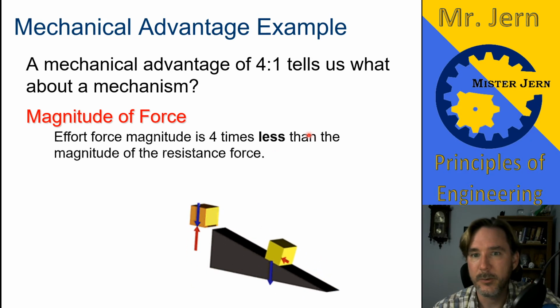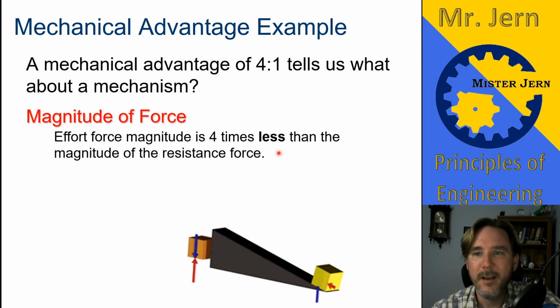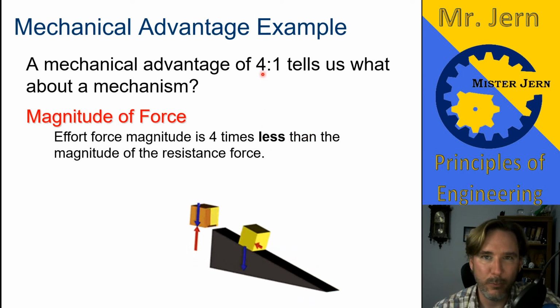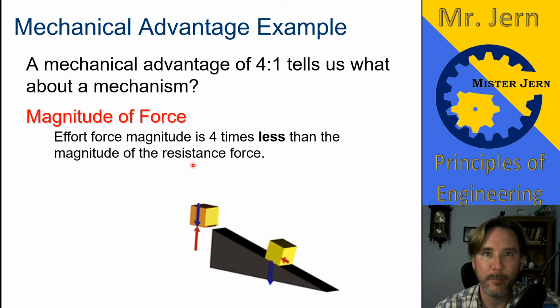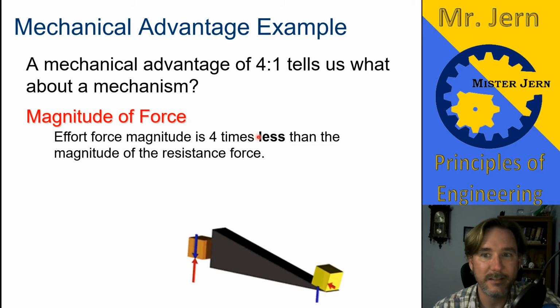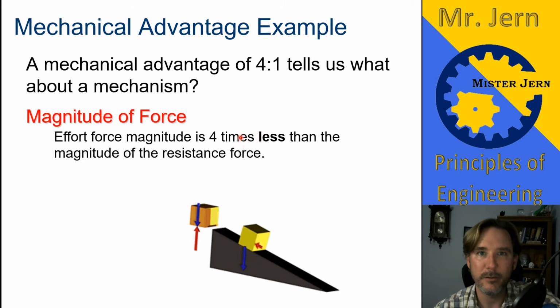Okay? Now, what's the trade-off? Well, we'll get to that in a second. Because we have a mechanical advantage of 4:1, that tells us that the effort force, the force it's going to take to move this block up the ramp, is going to be 4 times less than the magnitude of the resistance force. Okay, what do I mean by that? Well, what are we doing?